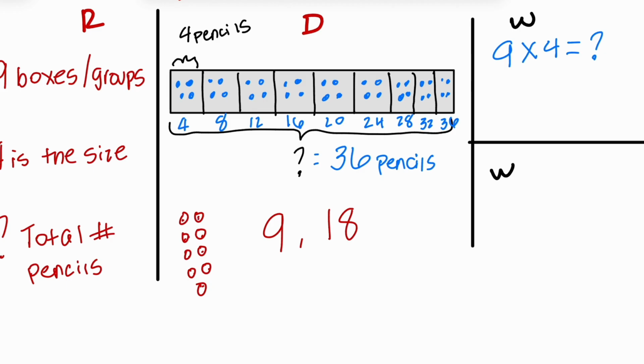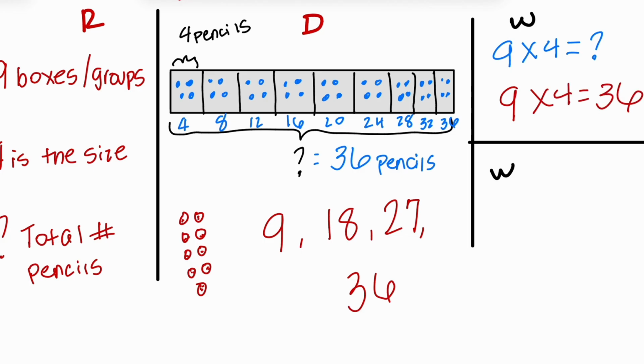19, 20, 21, 22, 23, 24, 25, 26, 27. All I'm doing is counting the dots. 28, 29, 30, 31, 32, 33, 34, 35, 36. And 36 is my final answer. Okay, so my final answer will be represented by 9 times 4 equals 36.